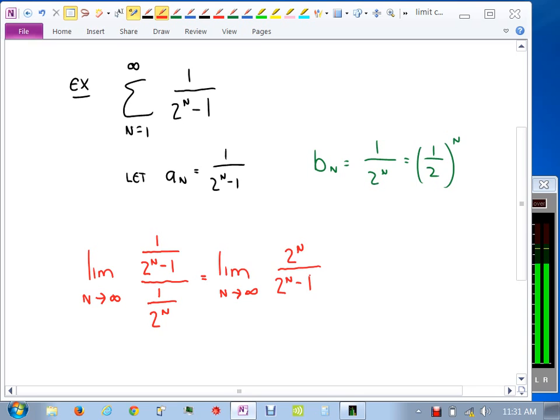I'm going to do it slightly different, just so you can see it. Instead of L'Hopital, I'm going to basically divide everything by 2 to the n. So I'm going to take every term here, here, and here and divide all of them by 2 to the n, which is the same as multiplying by 1 over 2 to the n on top and bottom. And what I get is a 1 over 1 minus 1 over 2 to the n. Do y'all understand that, what I did there?